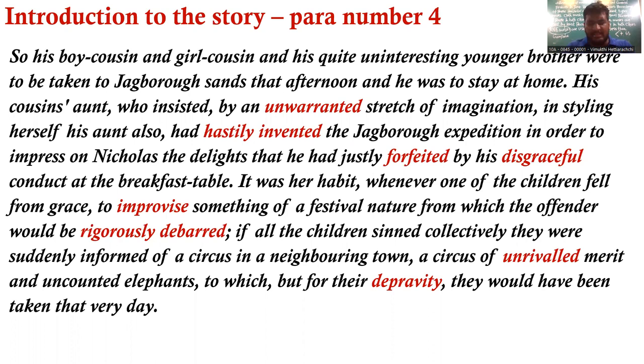Now the aunt is organizing a kind of expedition, a trip to the Jagborough beach. All the other children can join the trip and enjoy it, but Nicholas is in disgrace because of the behavior he showed at the breakfast table. As a result, he will be excluded. According to her opinion, all the other children will go to the beach and enjoy. So again, we can clearly understand what kind of punishment the aunt gives. It is a kind of mental torture.